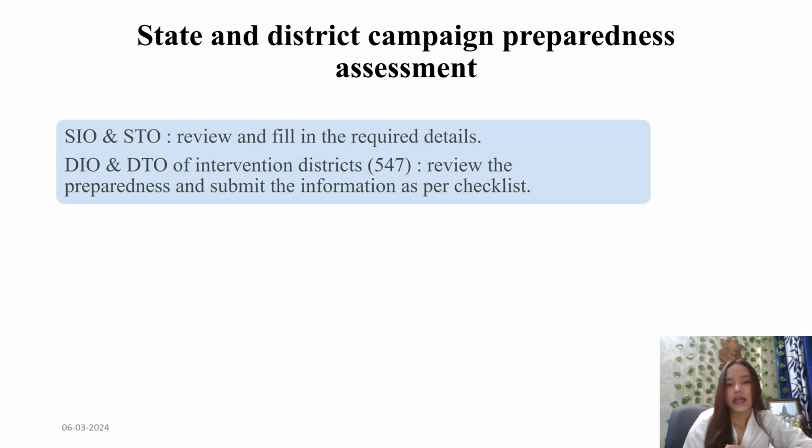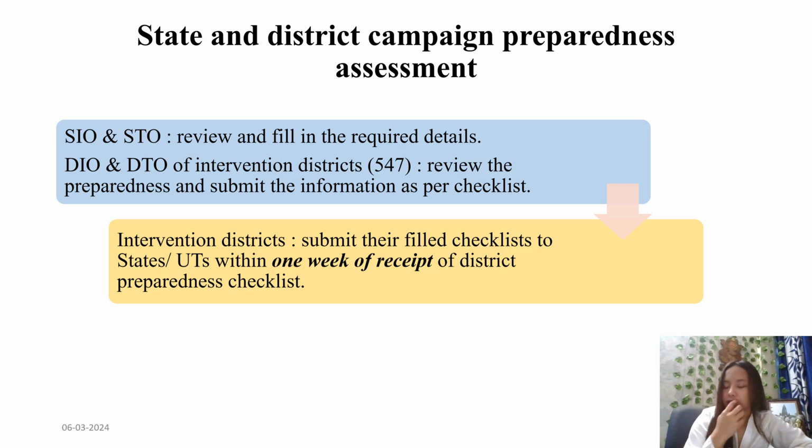For that, the state immunization officer and the state TB officer will first jointly review and fill in the required details. Then the district immunization officer and the district TB officer of the 547 intervention districts will jointly review the preparedness and submit the information as per checklist. After that, all the intervention districts have to submit their field checklist to the states and union territories within 1 week of receipt of the district preparedness checklist.